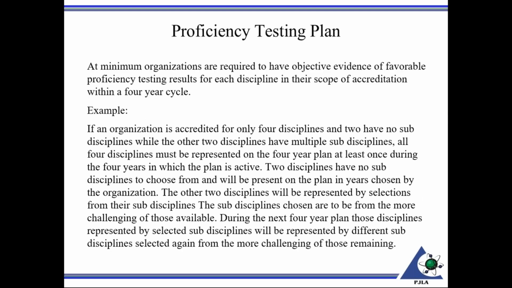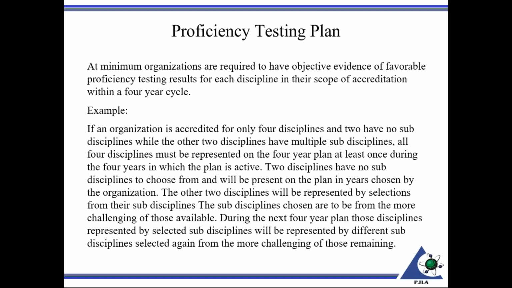So again, you're required to initially get proficiency testing done prior to getting accredited. And at a minimum, organizations are required to have objective evidence of favorable proficiency testing results for each discipline in their scope of accreditation within a 4-year cycle. So again, you have to do proficiency testing every year. If you have a large scope and you have perhaps all those disciplines covered, you're going to have to double up some of those years in order to get everything done over a 4-year period.